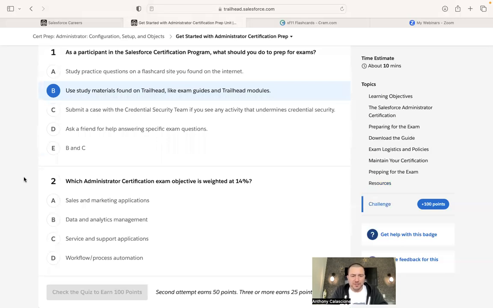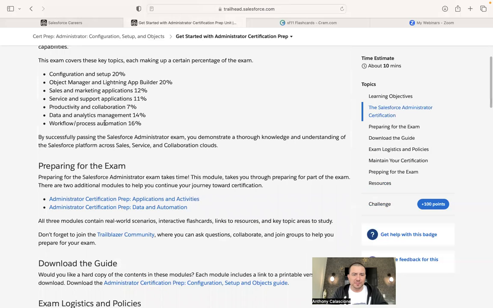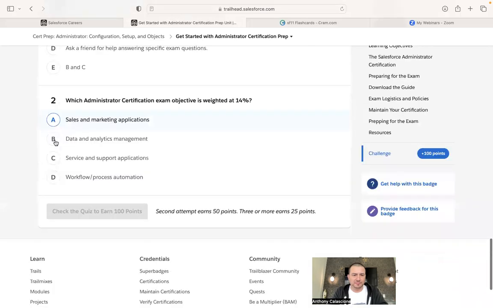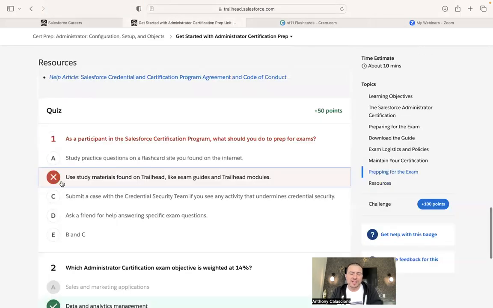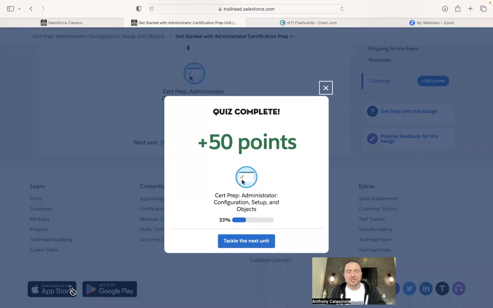Which administrative certification exam objective is weighed at 14%? So let's just scroll up. 14%, data and analytics management. So we got that wrong, B. Don't even tell me it's B and C. I gotta tell you, Salesforce is absolutely addicted to the answer that combines other answers. Anything that's D, B, and C, they love it.